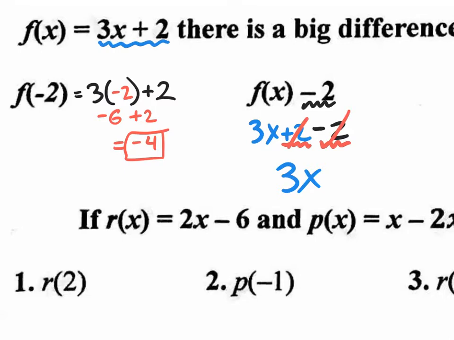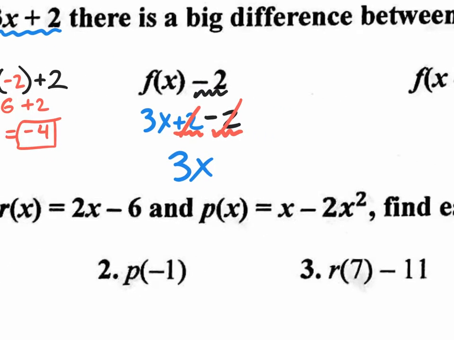So sometimes they'll write the function notation with a number. That's really easy. You just plug in the number. Now, if they just say f of x, you're not doing anything with it. You're just keeping it exactly the way it is. And then at the end, it has a minus 2. So subtract 2 at the end.